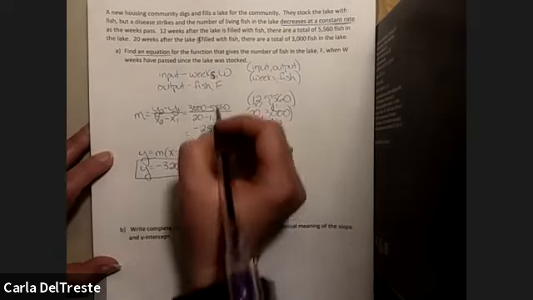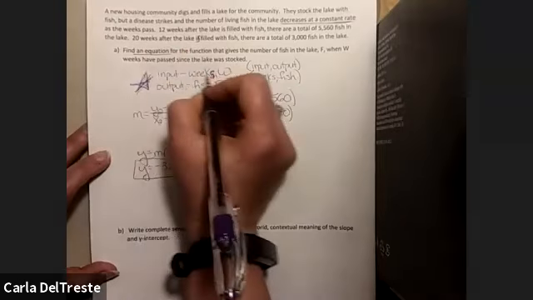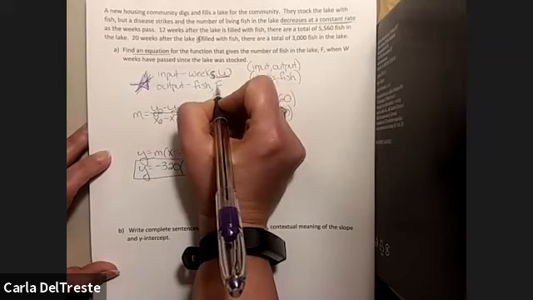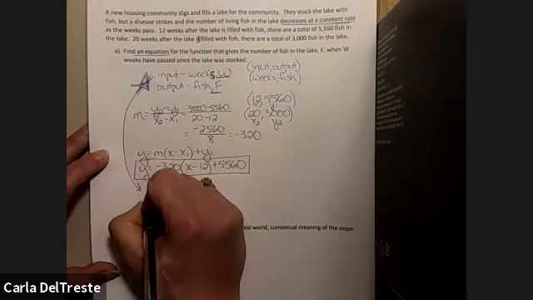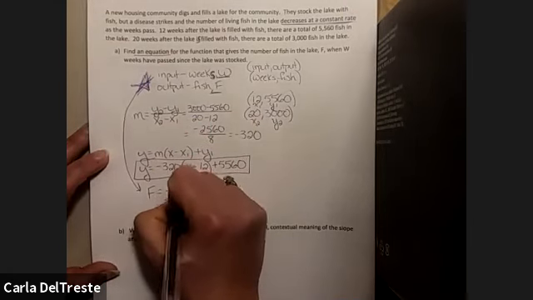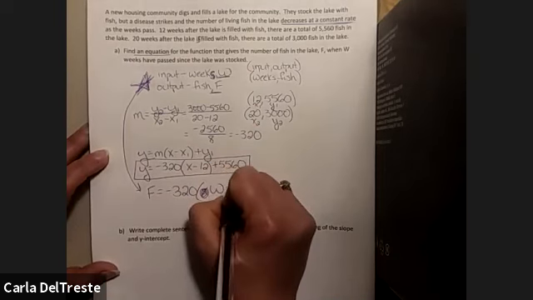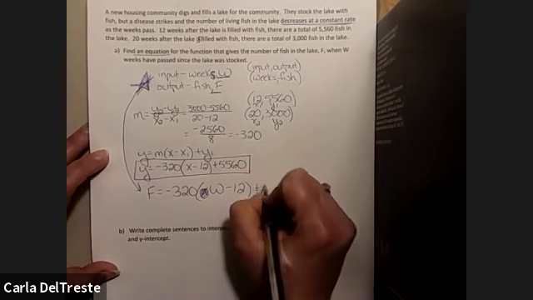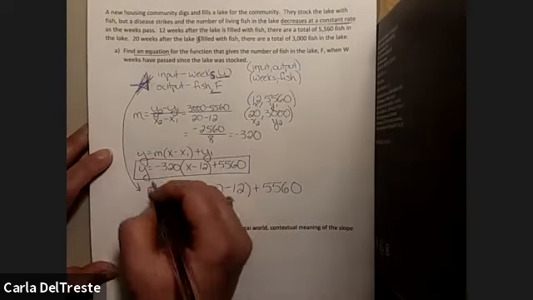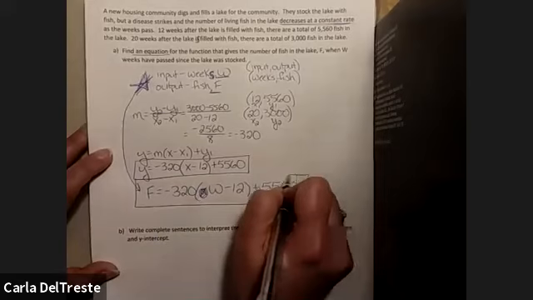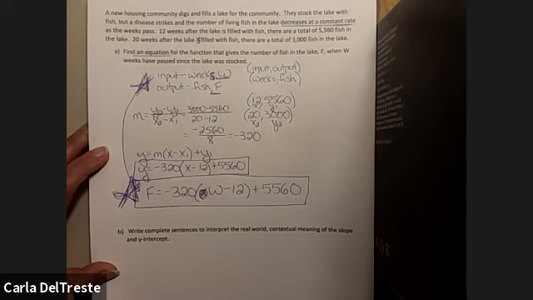Now, go back to your original input and output. The input I was supposed to use was W, and the output I was supposed to use was F. So I'm really going to write F equals negative 320 times W minus 12 plus 5560. And now I'm using the correct variables. So this would be what they want me to use with my correct variables.